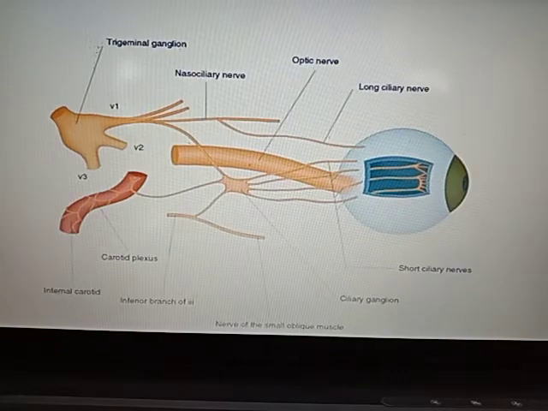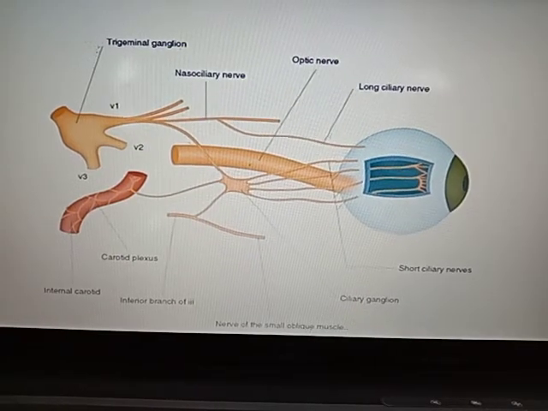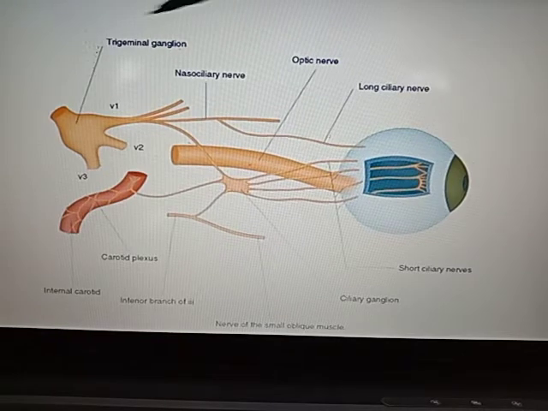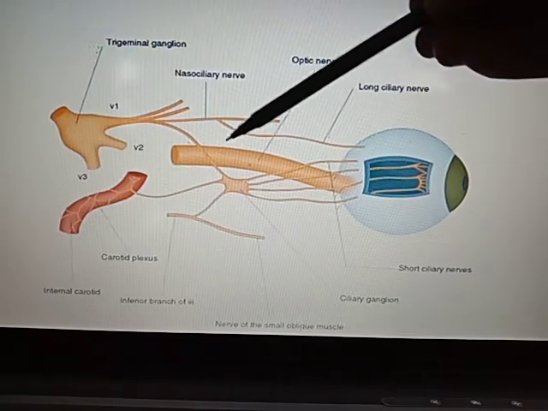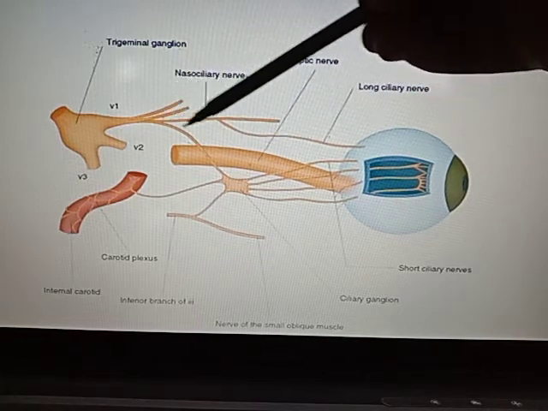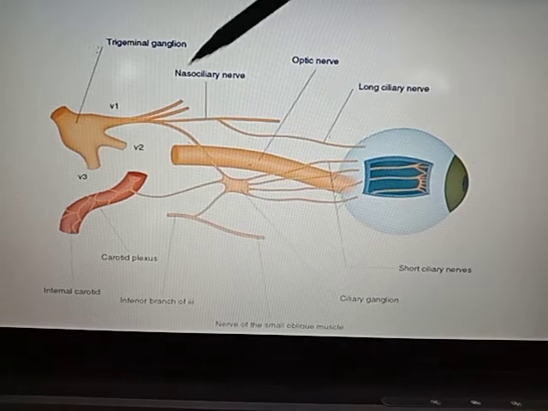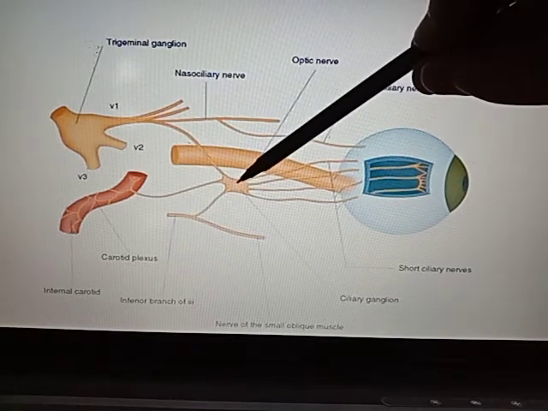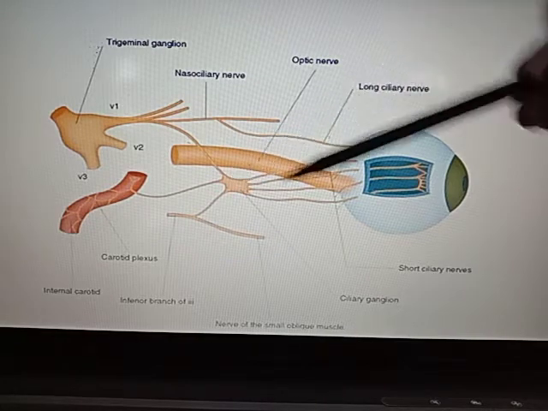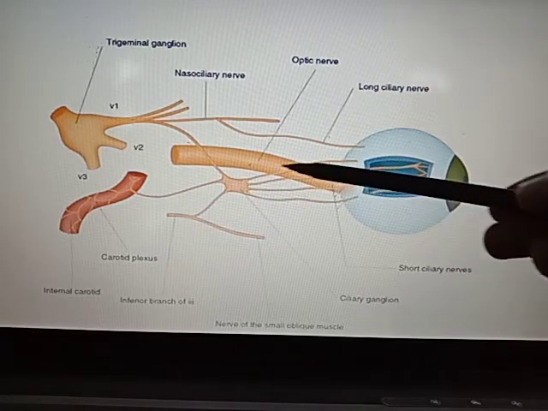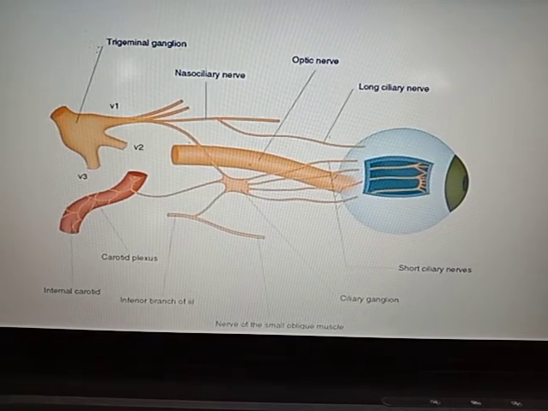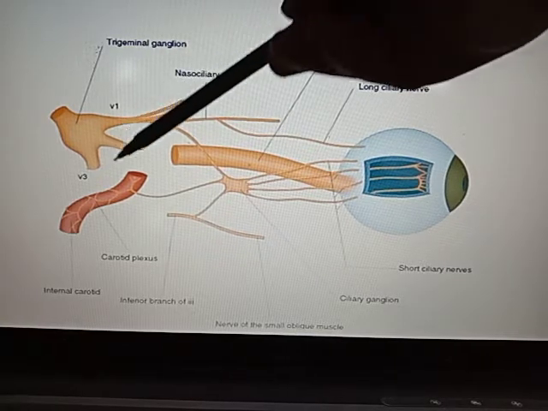Okay, here is one diagram which shows the trigeminal ganglion, from which there is sensory supply. The sensory supply goes to the ciliary ganglion, and from this the sensory supply goes to the eyeball. The sensory supply goes to the eyeball through two different routes. It may go to the long ciliary nerve, or it may go to the short ciliary nerve, and these are the sensory.